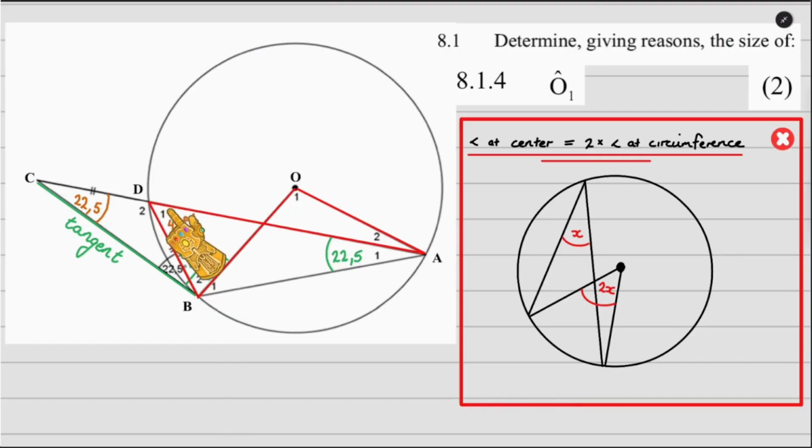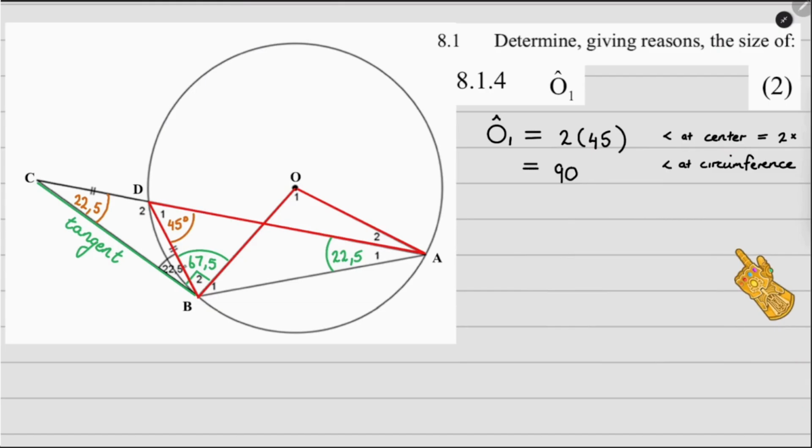If you kind of follow this 45 back down to its chord, you get to BA, and then you can follow BA back up to get to O1. So this 45 and the O1 are subtended by the same chord. So we can just jump ahead and say O1 equals 2 times 45 for this reason over here. Angle at center equals 2 times the angle at circumference. Just like this, and 2 times 45 will give me a classy little 90 degrees over there. Alright, let's fill that in and move on.